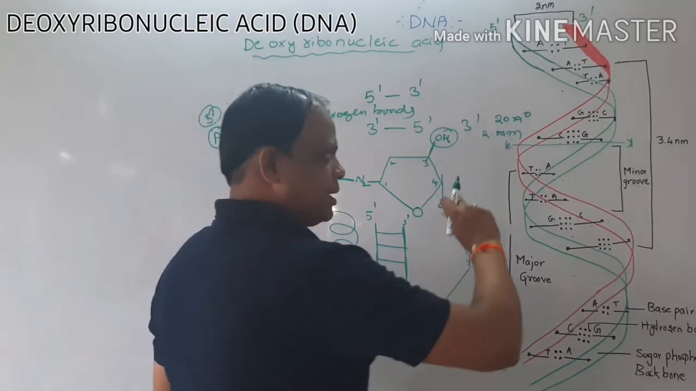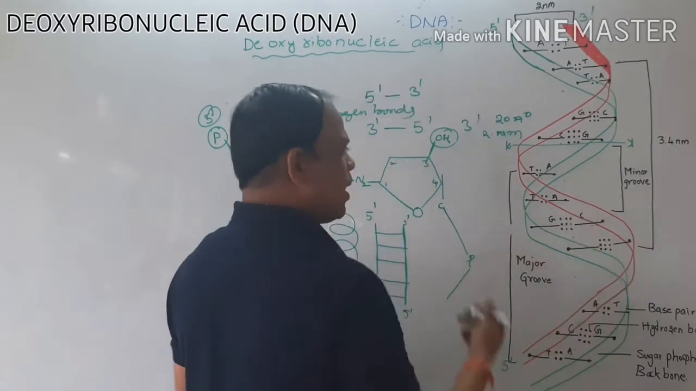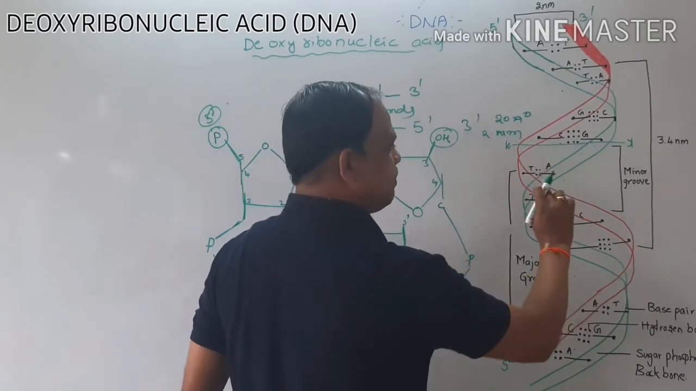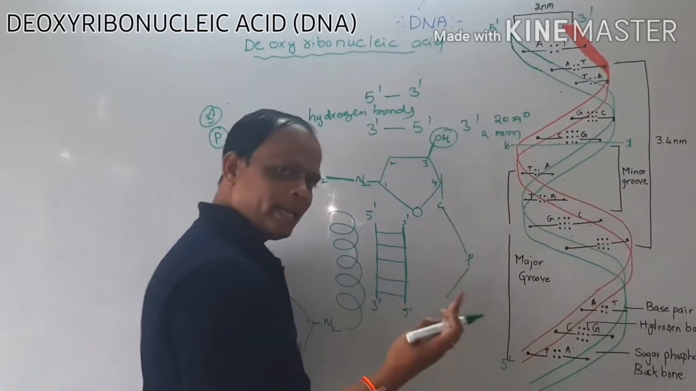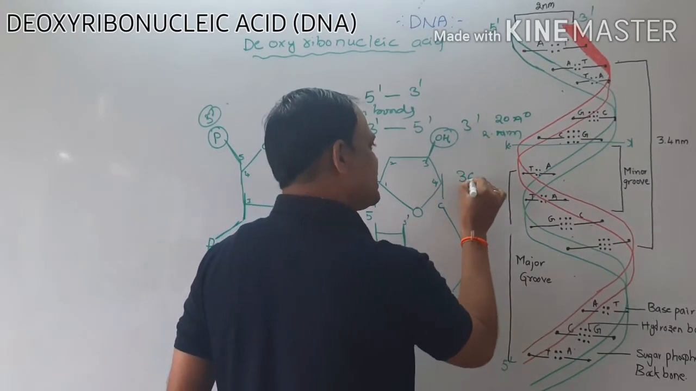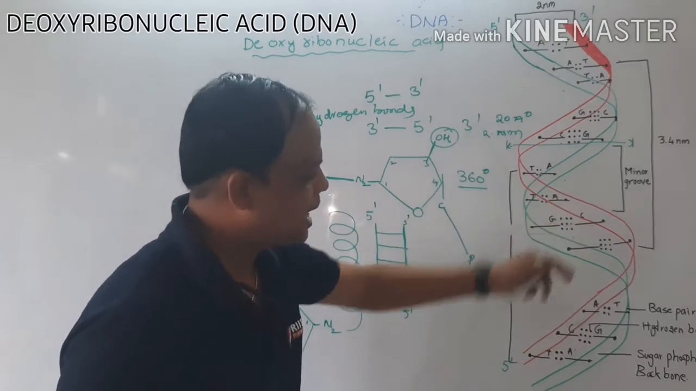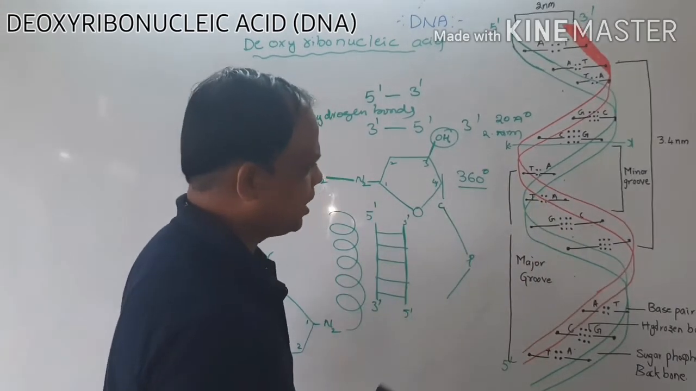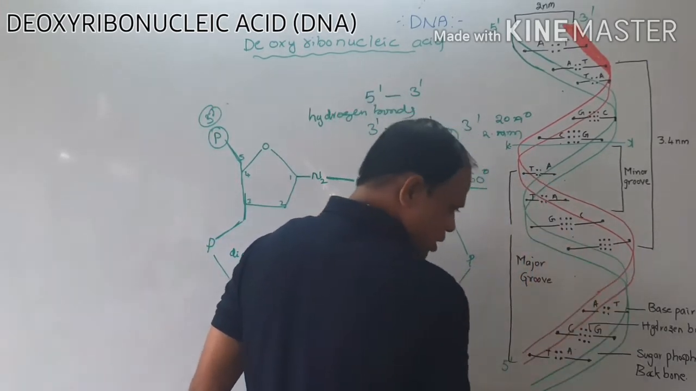And here this is one spirally coiled helix, the angle of one helix. One turn is called one helix. The angle of one helix is 360 degrees. Okay, 360 degrees. And this place is called one helix.